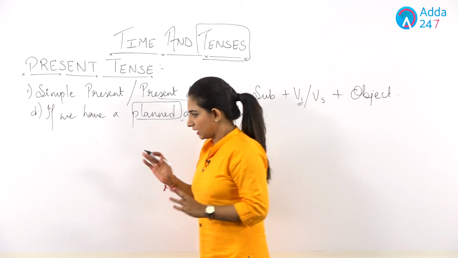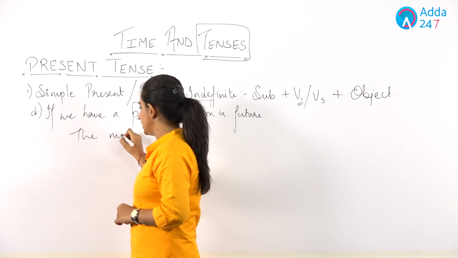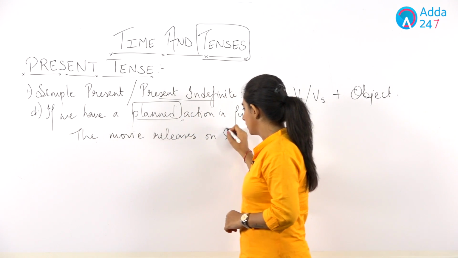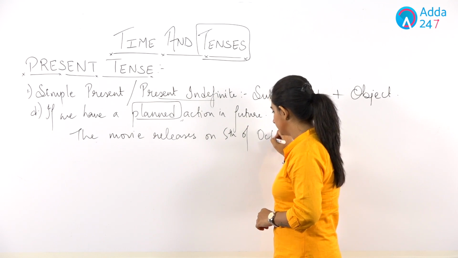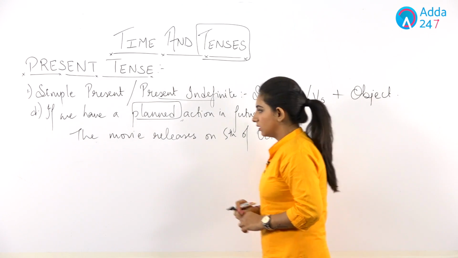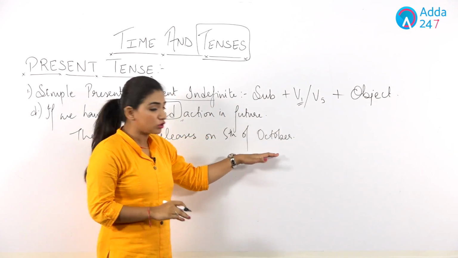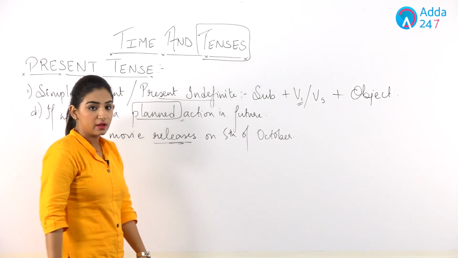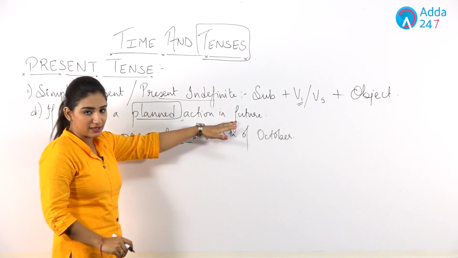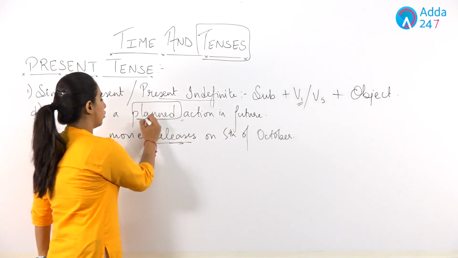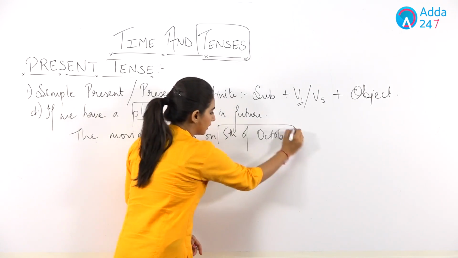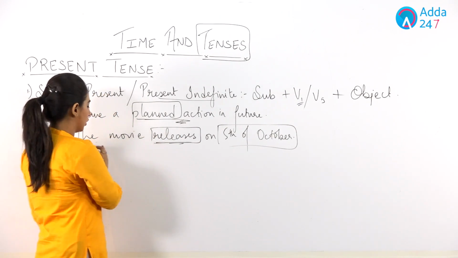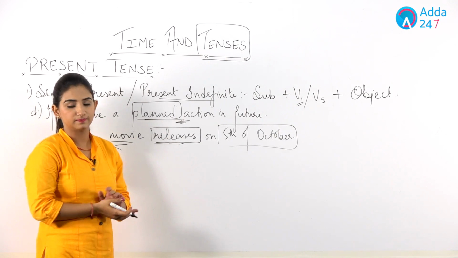For example, if I say, the movie releases on 5th of October. Now see, 5th of October has not arrived yet, but we have used releases. Why? Because this action is planned. It has to be done in future, but it is already planned and the time is fixed. That is why we are using the verb's 5th form here according to the subject, that is singular.